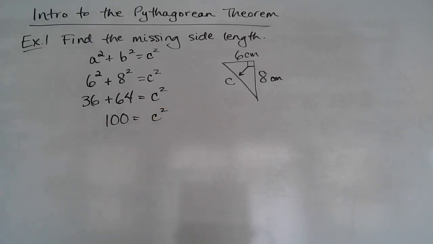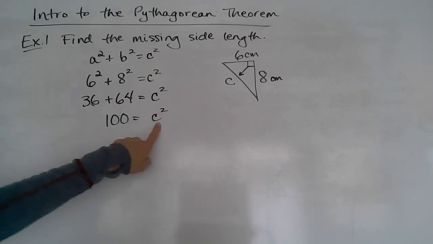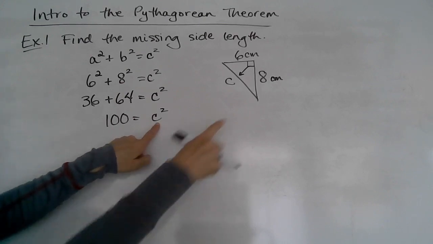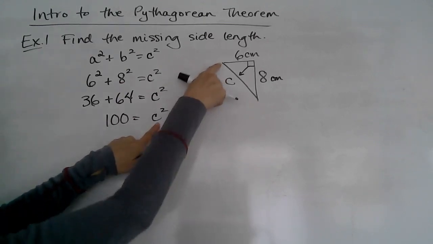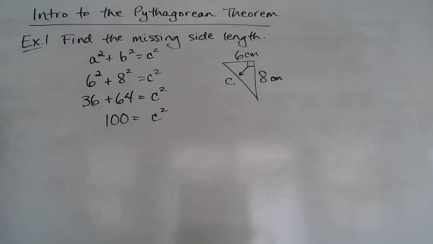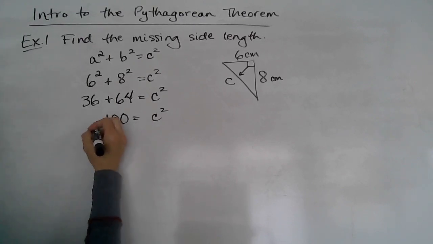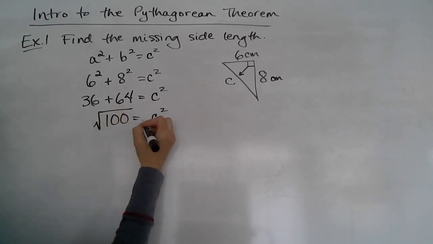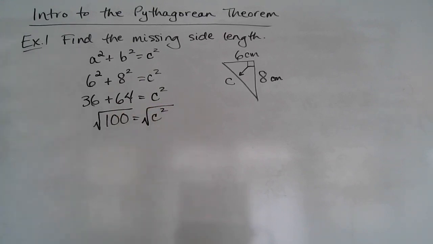Now, what this is saying is that 100 is the area of the square that we could build off of this side right here. But we don't want the area of the square. We want to know how long is just one side of that square. So we need to find the square root. What number times itself gives us 100? And that symbol looks like this. So we want to know what is the square root of 100, and hopefully that's one that's pretty easy for you.